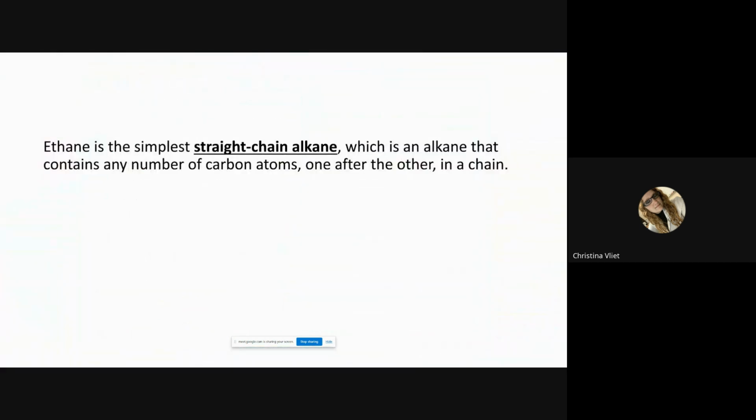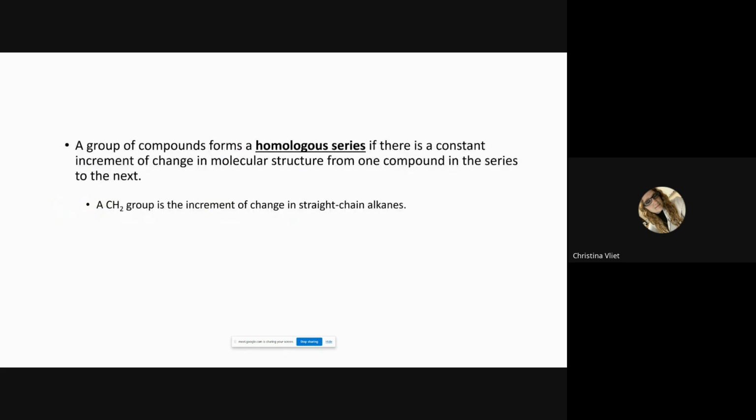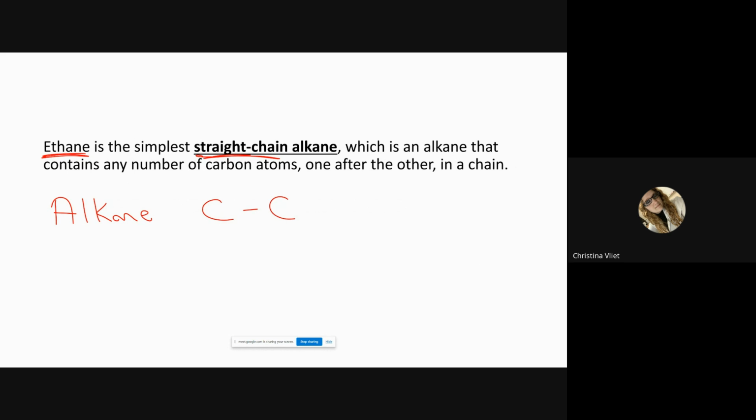All right, so the simplest straight chain alkane that exists is actually ethane. Because for you to have an alkane, remember alkane means you need a single bond between 2 carbons. Ethane is the simplest one you can have because methane doesn't have 2 carbons that connect. So this is the simplest straight chain alkane. Straight chain means carbons are in a row. Anytime you have a repeatable increment, the next thing you're going to see, we call this a series.